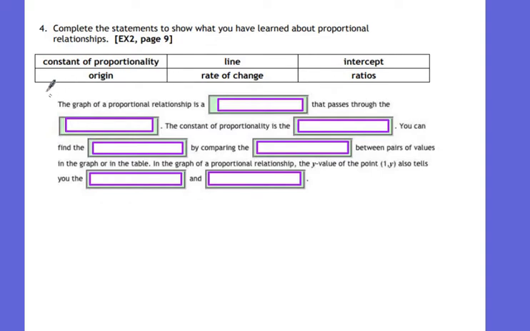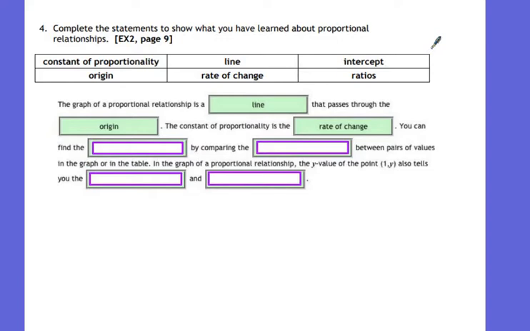All right, let's check our answers. It says the graph of the proportional relationship is a blank that passes through the blank. Okay, graph of a proportional relationship we know has to be a line that passes through the origin. Then it says the constant of proportionality is the blank. Constant of proportionality is the rate of change. Those are synonyms of each other.